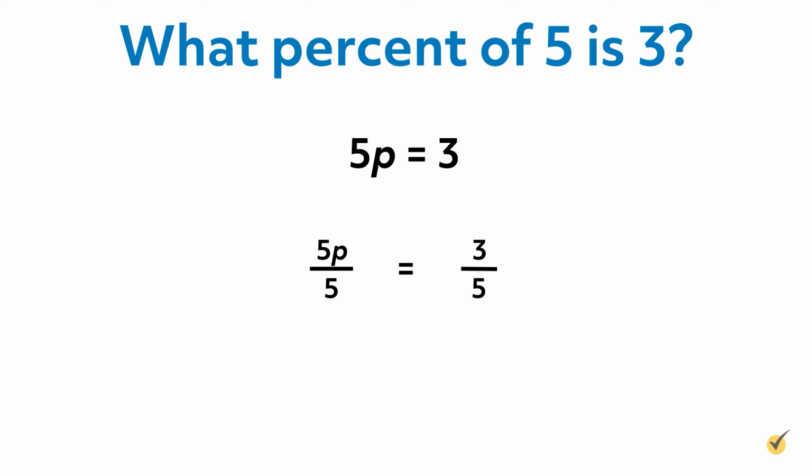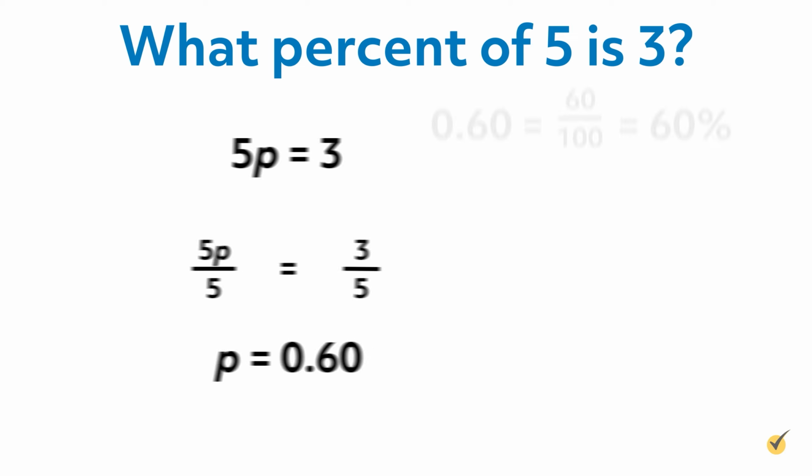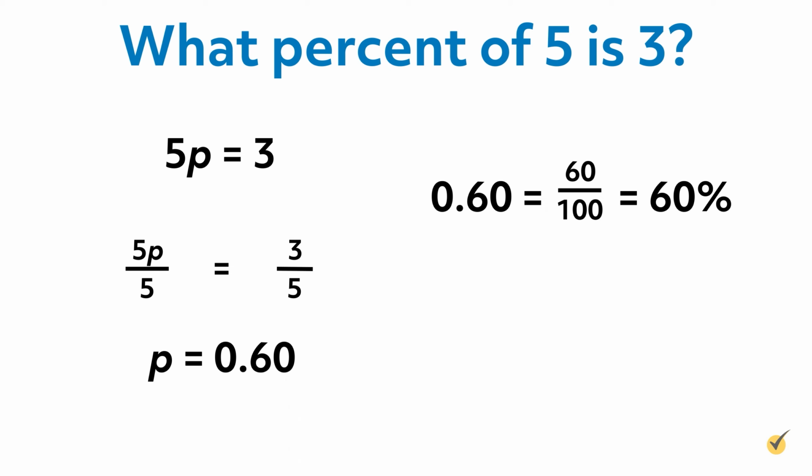To solve for p, isolate the variable by doing inverse operations. The opposite of multiplying by 5 is dividing by 5. So divide both sides of the equation by 5. 5 divided by 5 equals 1, so write 1p or just p on the left side of the equation. 3 divided by 5 equals 0.60, so p is equal to 0.60. Now that we know that p is equal to 0.60, we need to convert the decimal into a percentage to answer the original question. 0.60 is equal to 60 over 100, or 60%. Therefore, 3 is 60% of 5.